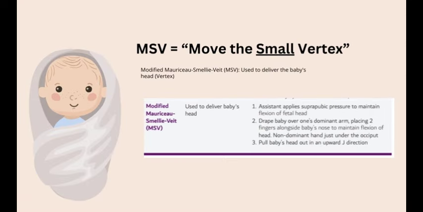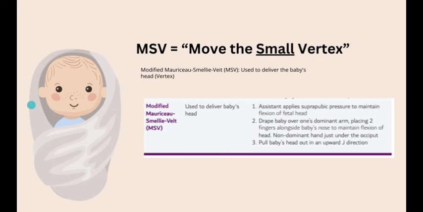And the final one is the MSV. And the way I remembered this is because you use it to deliver the baby's head in breech. Then the word for head is vertex. Move the small head. Move the small vertex. Move the small vertex is MSV. And that's the way I remember them.